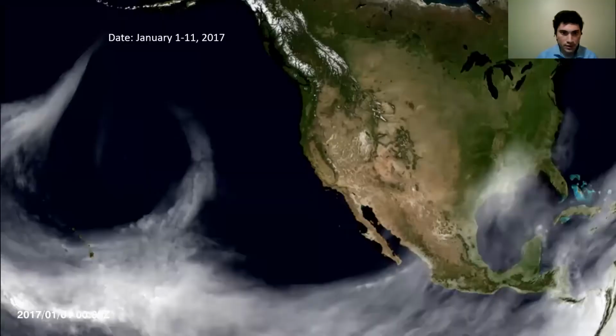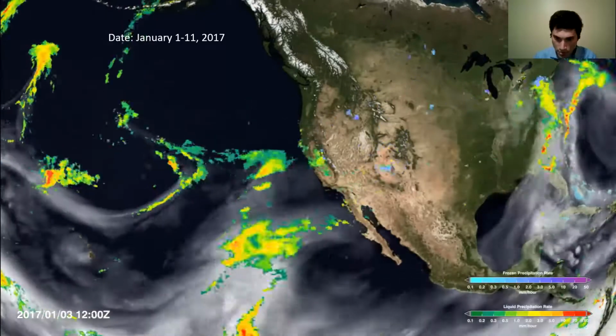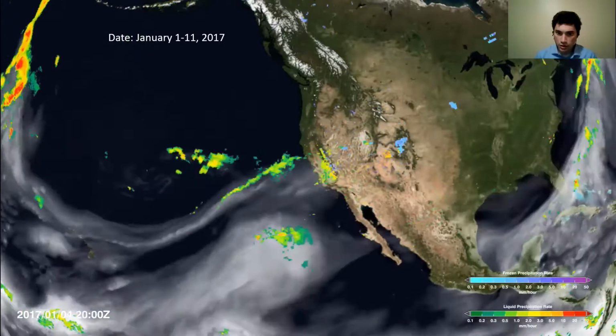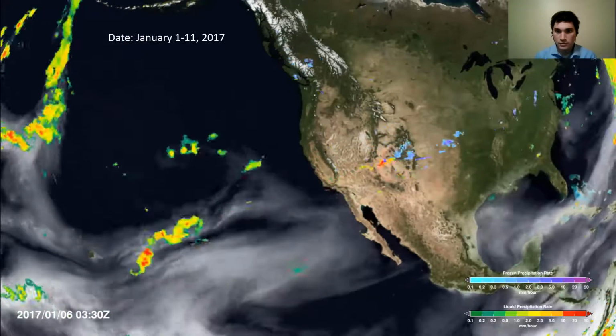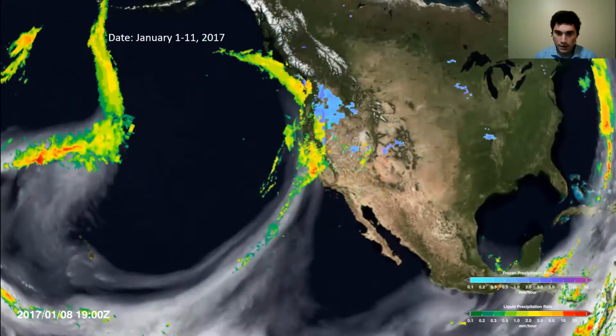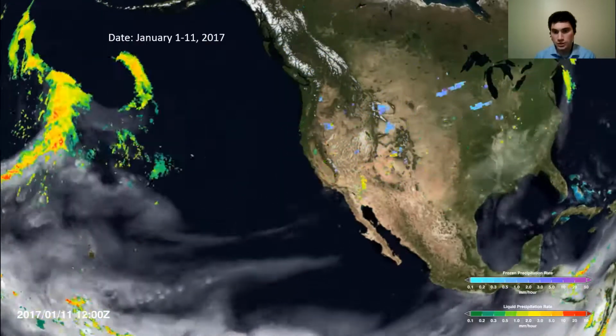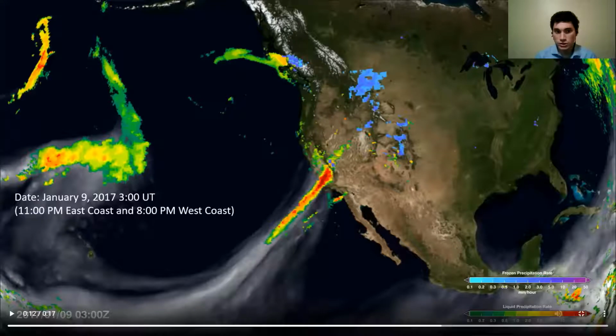So here's a West Coast AR. This is from January 1st to the 11th. The lighter colors are rain, and the blue colors and purple colors are snow. This AR was most predominant on January 9th, 2017. You can see that in its definitional form, an AR has a lot of moisture at the front of it. And this particular AR hit California.